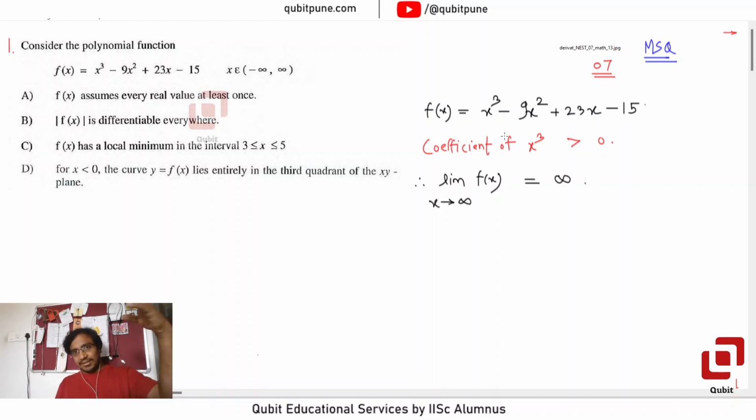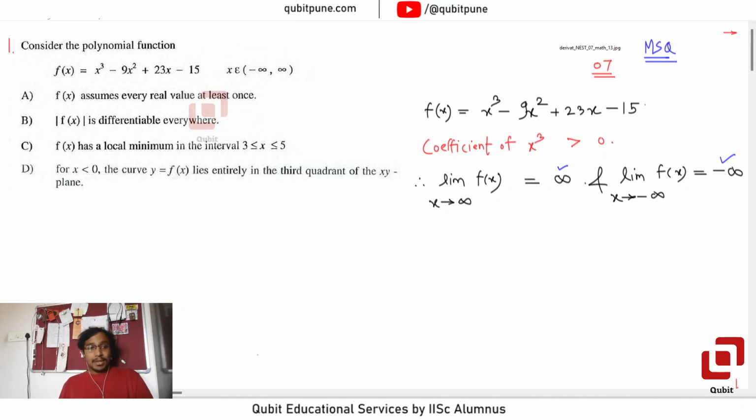So as x gets larger and larger, x cubed is going to dominate all the lower power terms no matter how large their coefficients are. So this is going to be infinity, and if x tends to negative infinity, then we will get numbers which are very large in magnitude but negative in sign. Hope you understood that. The limit of f of x as x tends to infinity is infinity, and as x tends to negative infinity is negative infinity.